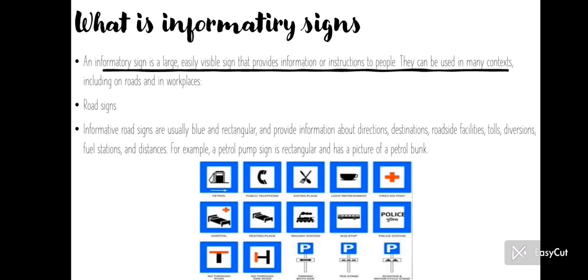Actually, there are a lot of signs here, like the picture of a petrol bunk and a phone booth. You can see there's a phone sign over there. It's about the phone booth. The next one, if you see here, is a fork and spoon, meaning it's an eating place. And the next one is a coffee cup, meaning light refreshment.